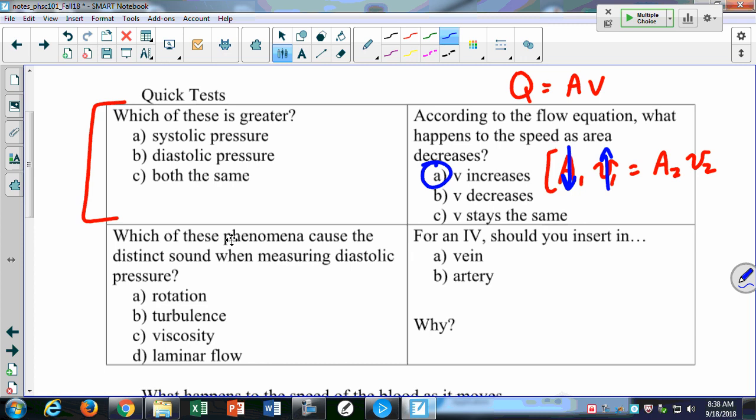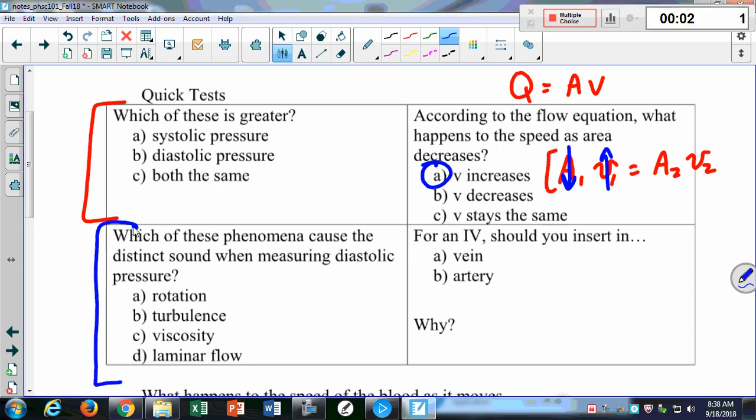We didn't talk about this, but it was in the book, so let's do it. Which of these phenomena cause the distinct sound when measuring? No, we did talk about this. When measuring diastolic pressure. Talked about this a week or two ago. A week ago, I guess.